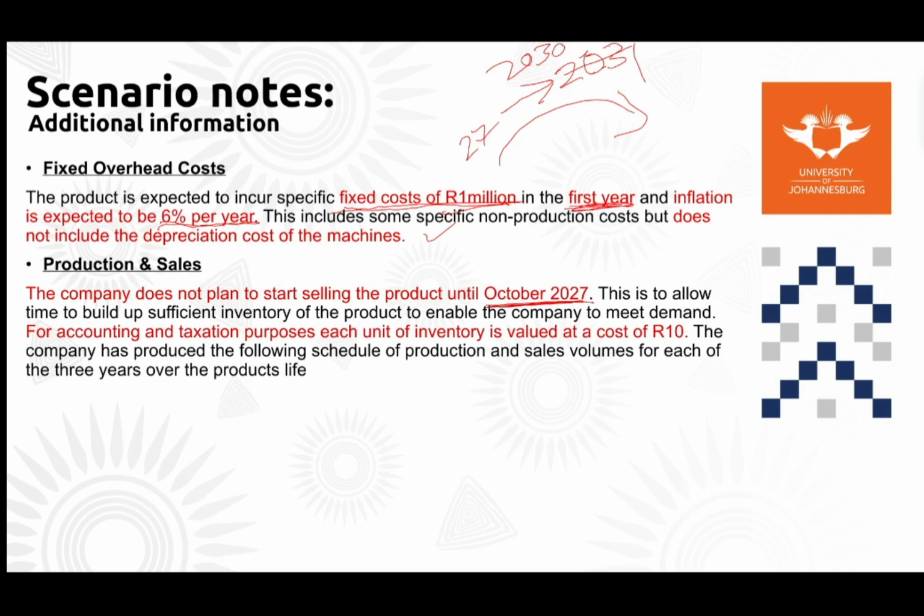So if they get the trial and error correct, and now they've got a lot of inventory of the product to enable the company to meet demand. So should there be a big demand for all the products, then they know that they have produced enough products by October 2027. So even in October 27, we will be seeing sales, right? We will be seeing sales, and we will be seeing profits.